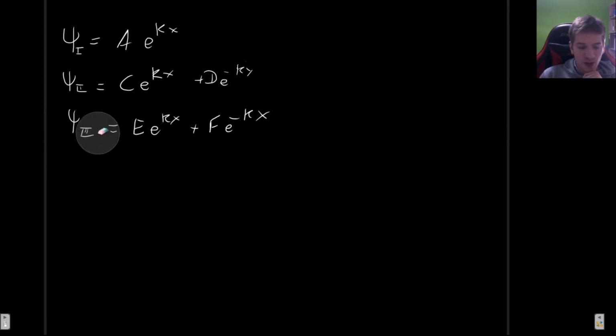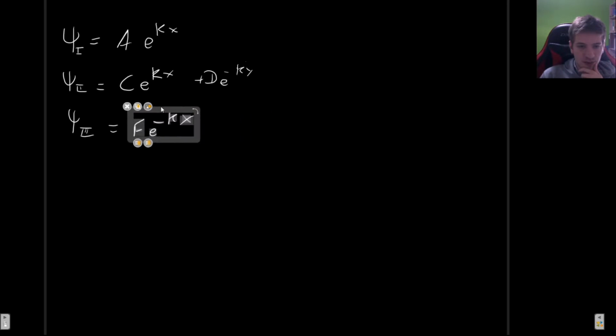Similarly, for region 3, when x goes to infinity, this term right here will also go to infinity. It's not going to go to 0, so this would not be a normalizable state. So this is just not acceptable, and we take that term to be 0. It's not a valid physical solution. So we are left with this, which is actually the same that we got in the brute force method. So far it's the same.